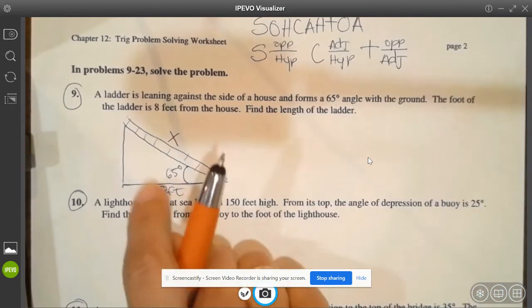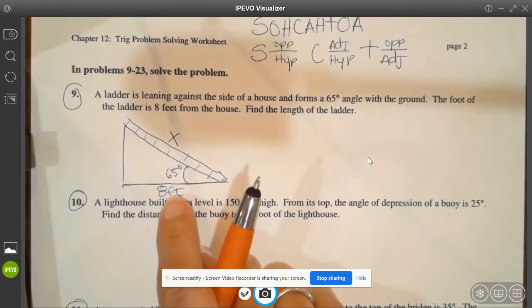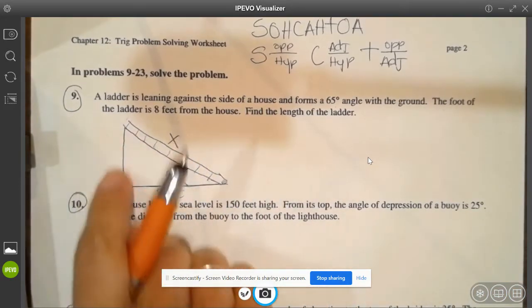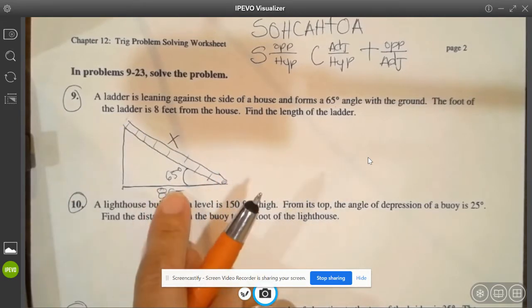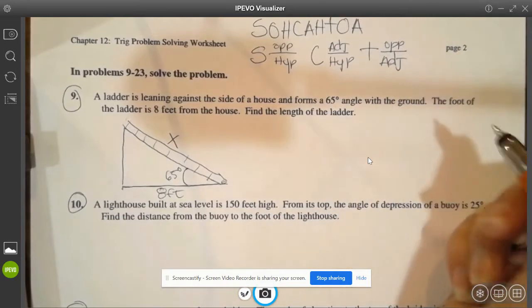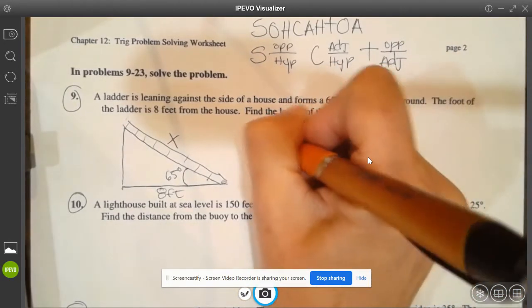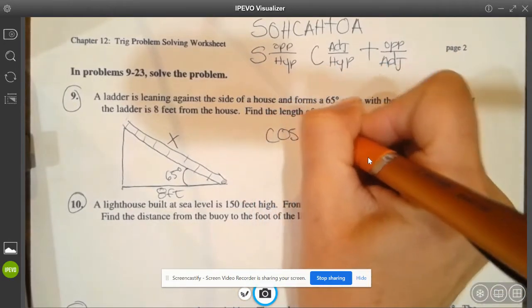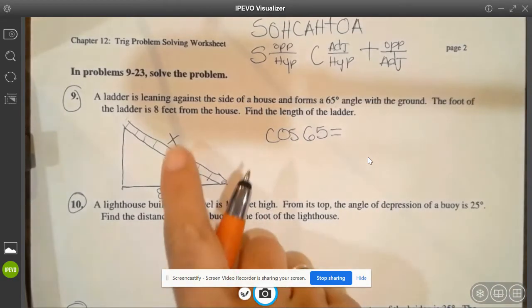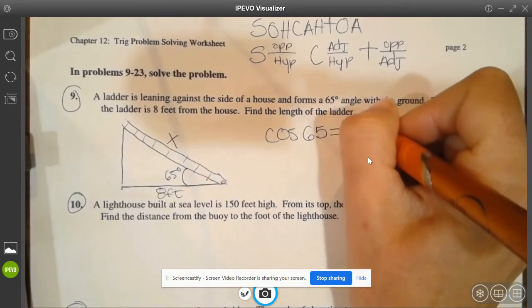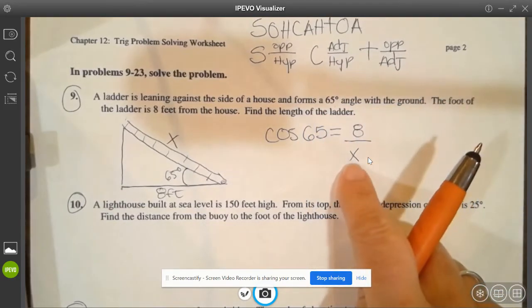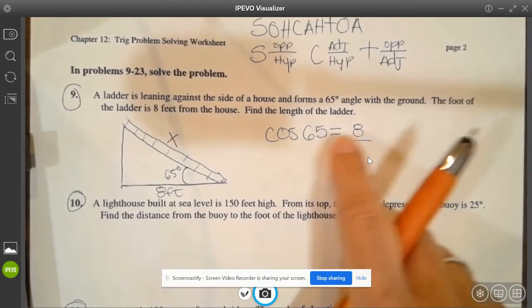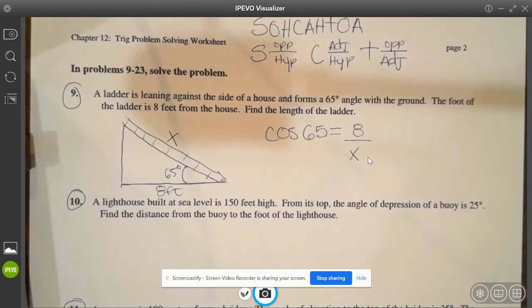So now we know we are looking for cosine. That's the one we're using because we don't have anything on the opposite side. We're looking for the hypotenuse and we have the adjacent side. So it's cosine. So cosine of the angle equals, and what do we have? Adjacent over hypotenuse. So that's 8 over x. And then we know we're dividing because the x is below here. So we're dividing 8 by cosine of 65.